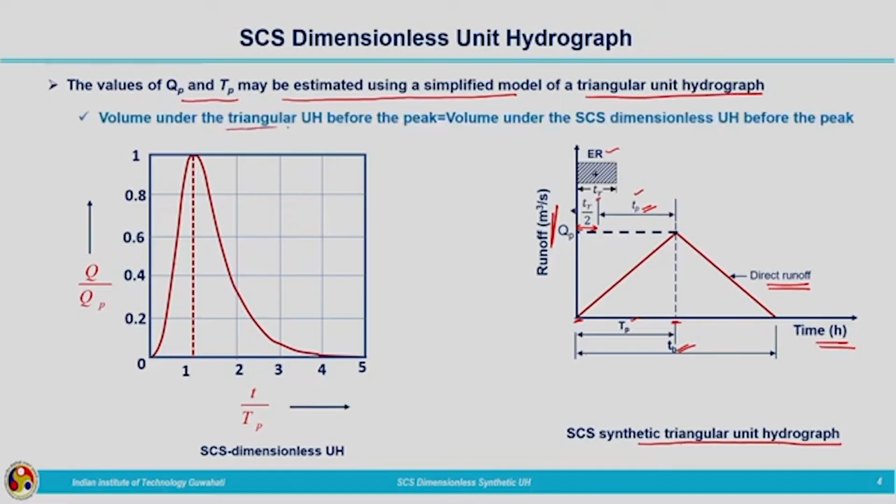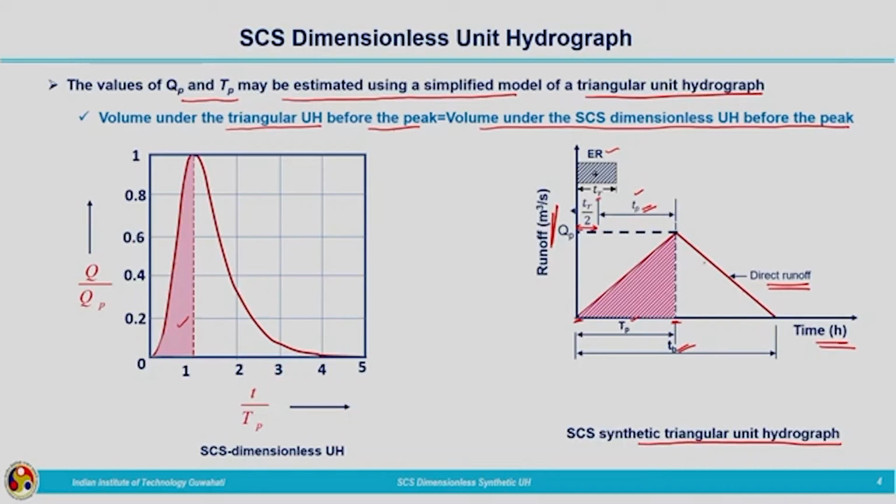Now, the volume under the triangular unit hydrograph before the peak is equal to the volume under the SCS dimensionless unit hydrograph before the peak. We are assuming here that by approximating it with the triangular shape, the volume under the triangular unit hydrograph before the peak is equal to the volume before the peak in the SCS dimensionless unit hydrograph. That can be represented like this. This is the volume under the triangular unit hydrograph before the peak, and the corresponding volume under the SCS dimensionless unit hydrograph is marked over here. These two are equal. With this, we are going to develop the relationship.